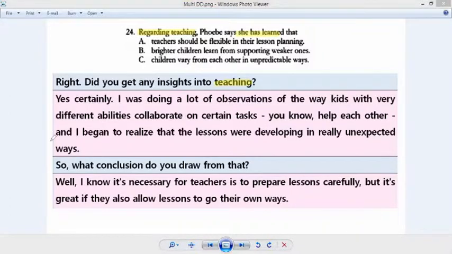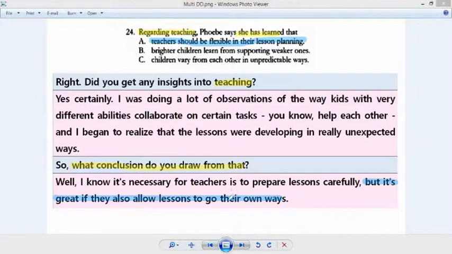Okay, so this is all kind of preparing us for the answer, because we have what conclusion do you draw from that? What did you learn from that? Well, I know it's necessary for teachers is to prepare lessons carefully, but it's great if they also allow lessons to go their own ways. All right, so this one is difficult in the same way that 22 is difficult. A is our answer. Flexible.